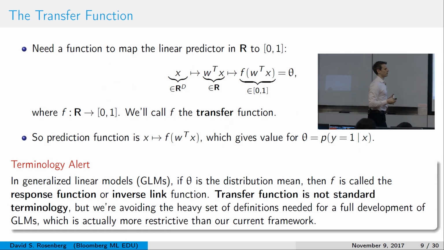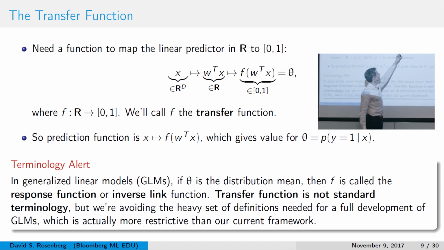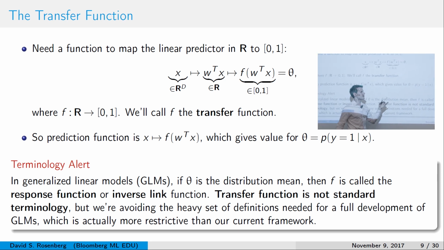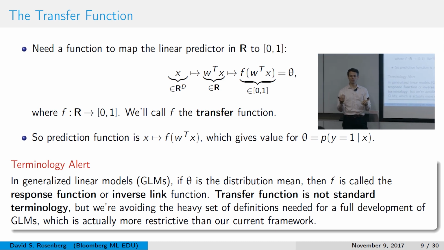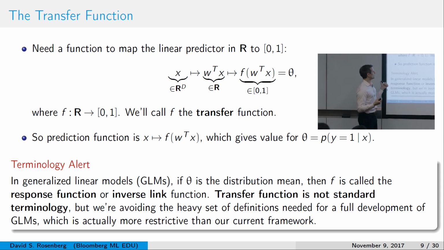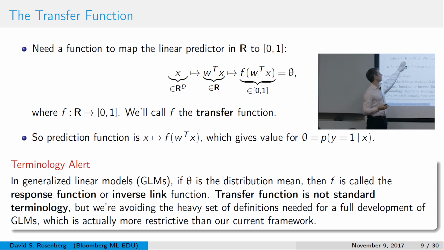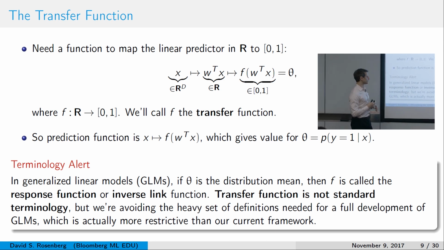And we'll call this a transfer function. And so we introduce a new function f that takes as input our score, W transpose X, and returns theta, the parameter we're actually trying to produce, which is between 0 and 1. So we need some function that maps any real number to something between 0 and 1. And we have some flexibility on what we choose there.